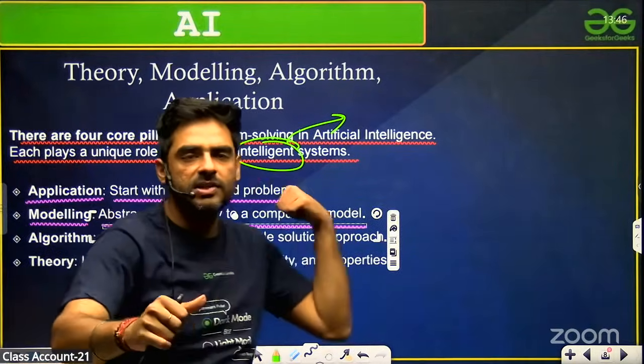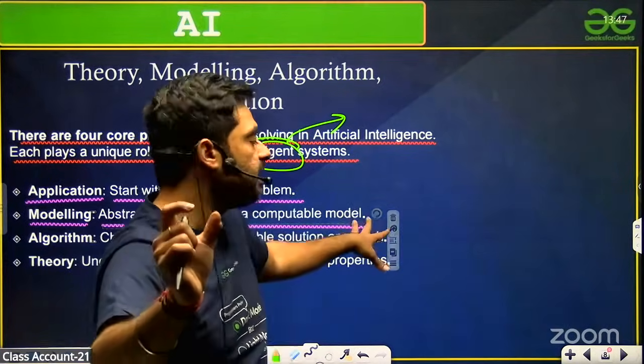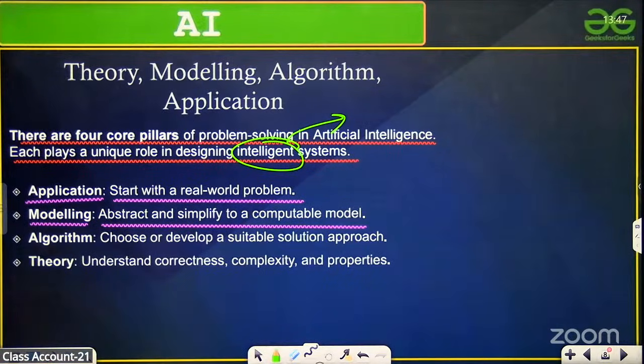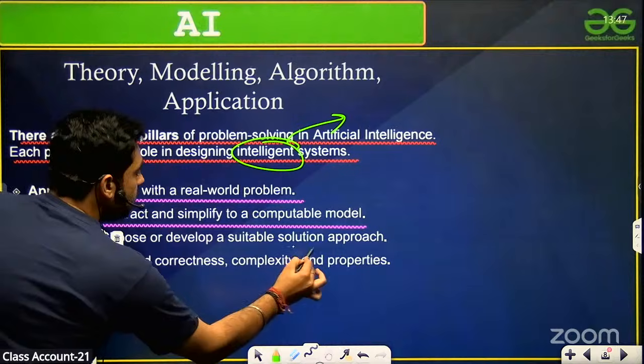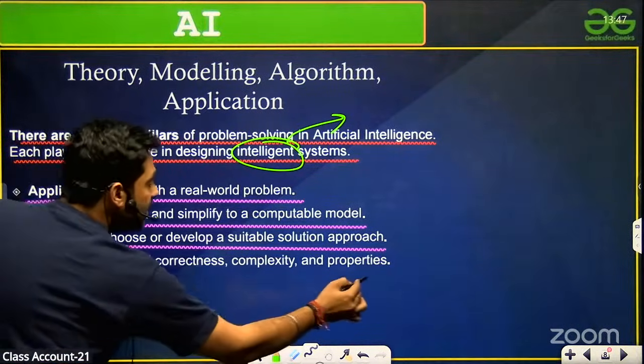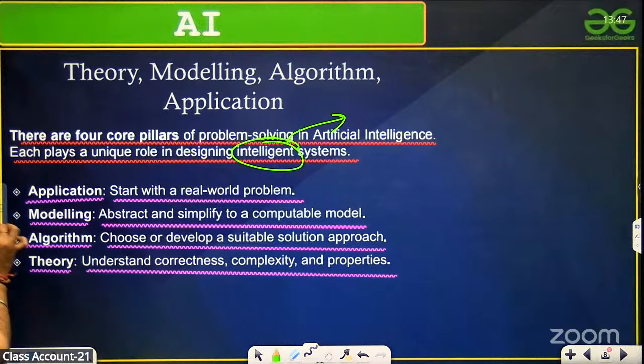We'll be seeing a small example of Zomato, and there you'll get it. Then algorithm: choose or develop a suitable solution approach. Then theory is to understand correctness, complexity and properties.